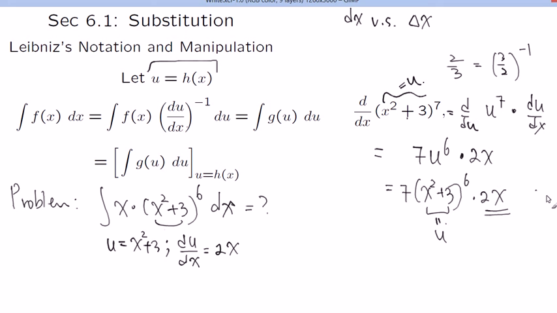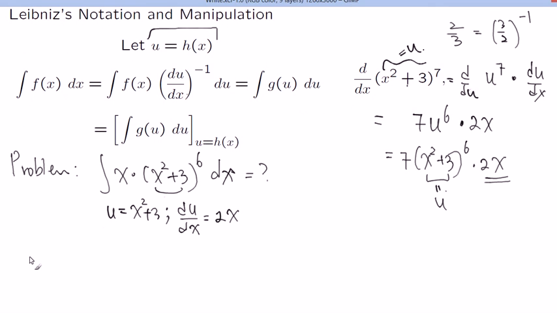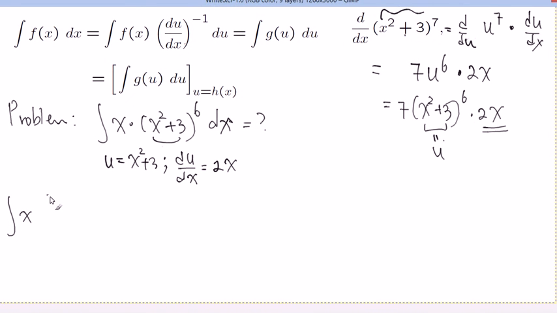Leibniz's notation manipulation. All right, I'm going to write it here. The integral of x times (x squared plus 3) raised to the 7th power dx. And I prepared this one. My choice u is going to be x squared plus 3. And du/dx is needed here. So I prepared it. From here it is a dx integral, correct? We're integrating this one with respect to x.